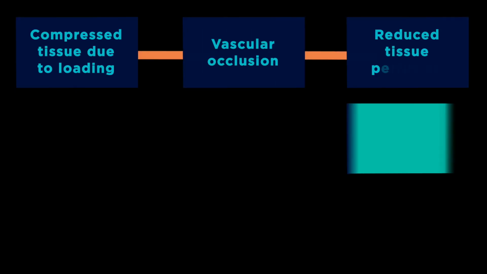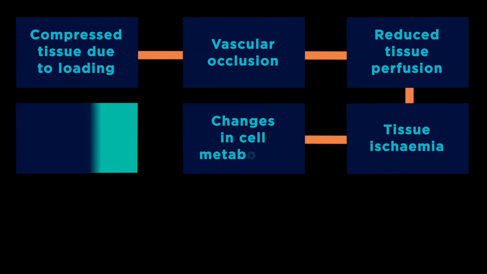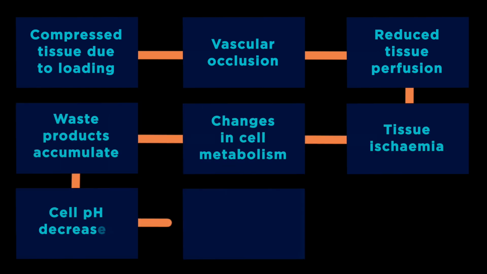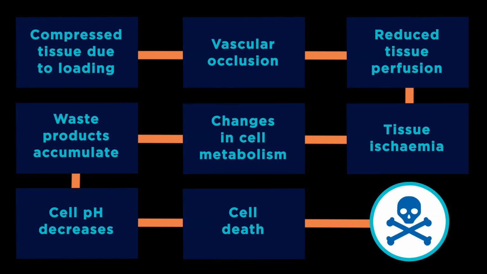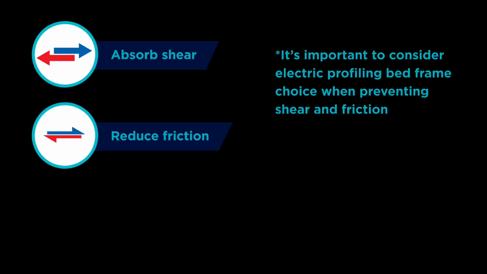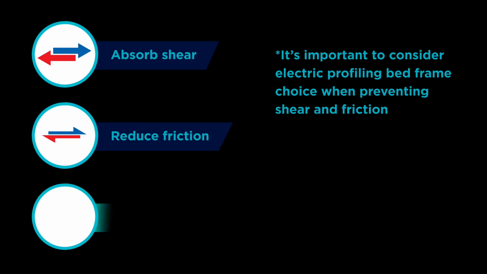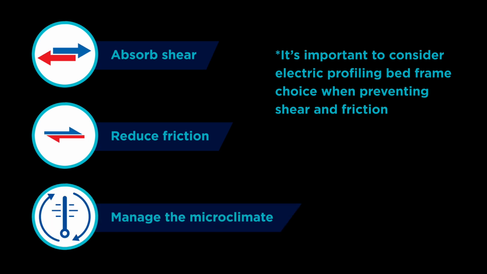An increase in metabolic rate is associated with an accumulation of waste products, and in patients who may have compromised tissue perfusion, this can result in a lower cell pH and lead to cell death. In summary, when choosing a support surface, we need to choose surfaces and materials that can help reduce shear, reduce friction, and deal with moisture or manage the microclimate. Now let's look at the different types of support surfaces and what to consider when choosing one.